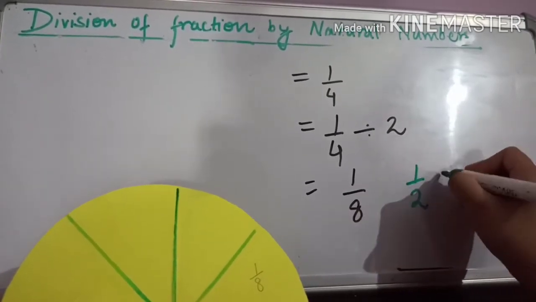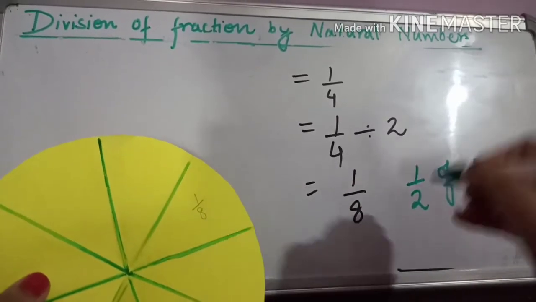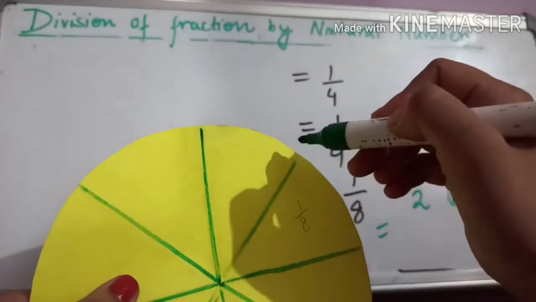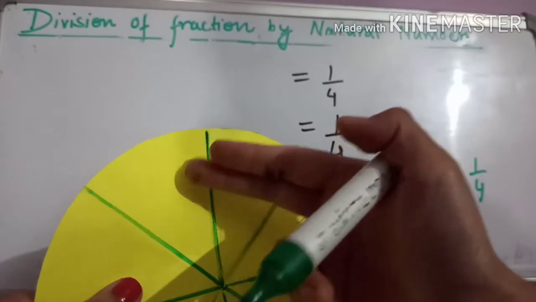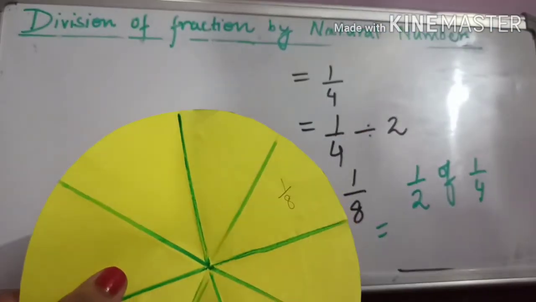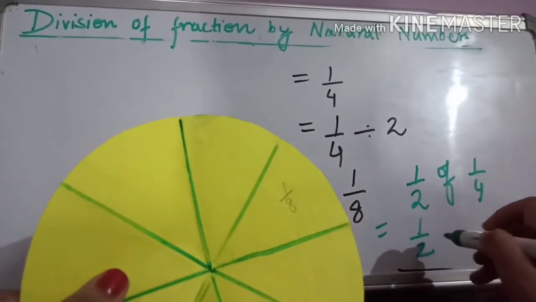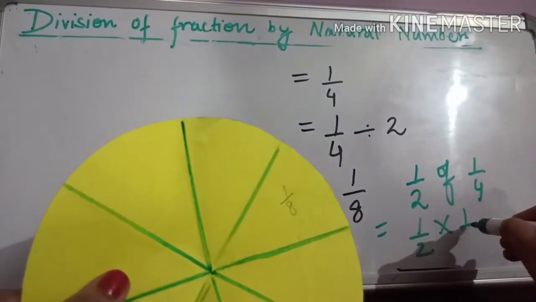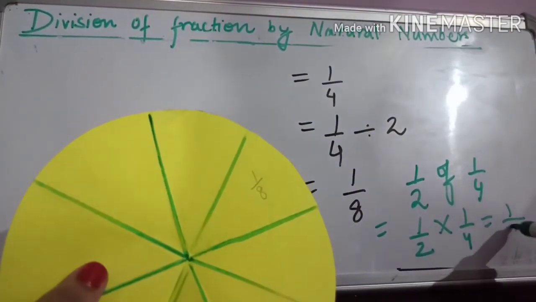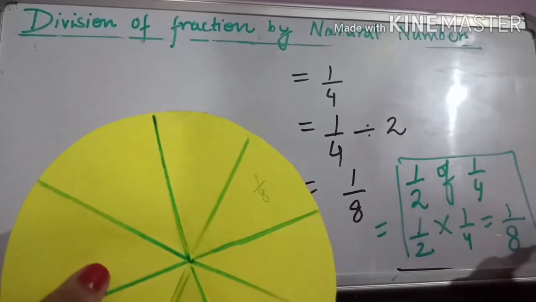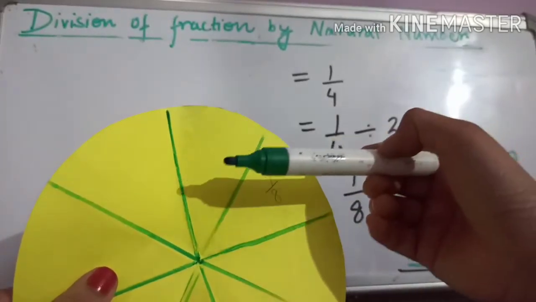Or we can say that we found out 1 by 2 of 1/4. Why? We divided each of the 1/4 parts into 2 equal parts. So actually we are finding the half part of 1 by 4th. So what will be the half of 1 by 4th? Half of means multiply 1 by 2 with 1 by 4, so 1 1s are 1 and 2 4s are 8. So actually we are finding the half of 1 by 4.